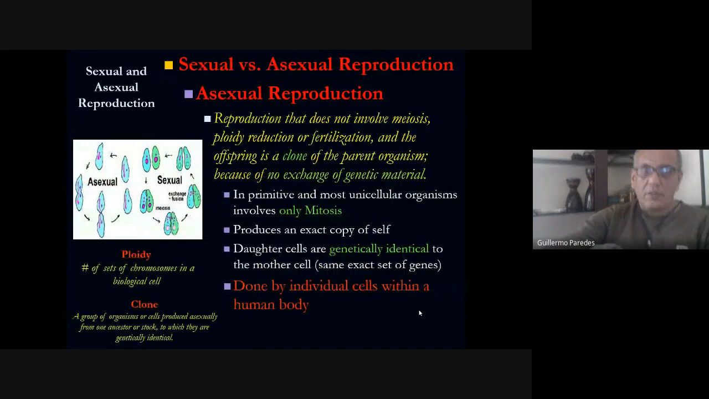All right. So, let's read. Reproduction that does not involve meiosis. And why do I read? Because there are some words that you need to remember. Involve meiosis. Meiosis, what is meiosis? It is the sexual reproduction. Ploidy. This is a word that we are going to use today. Ploidy means number of chromosomes. Ploidy, what is the ploidy of these cells? It's actually the number of chromosomes.